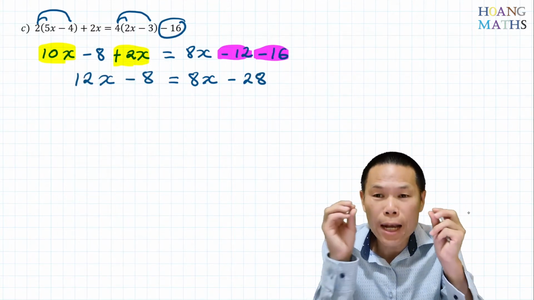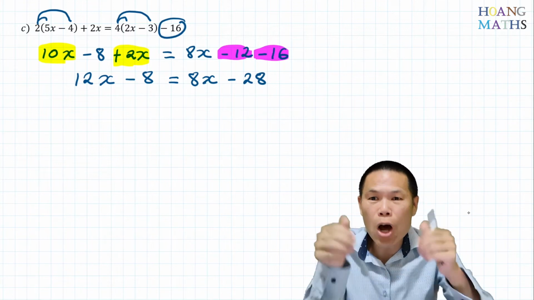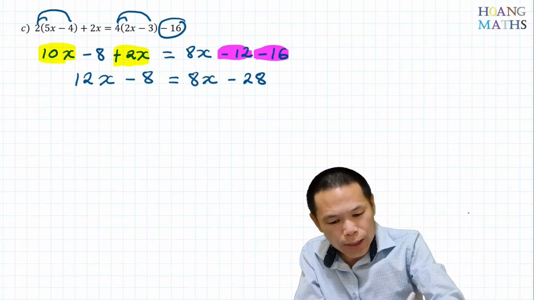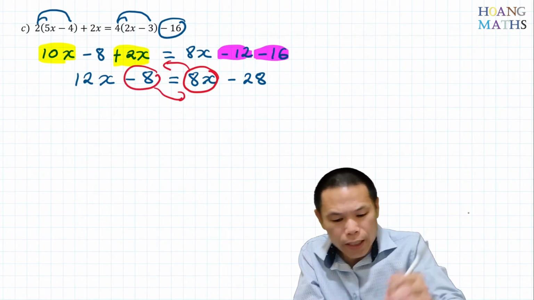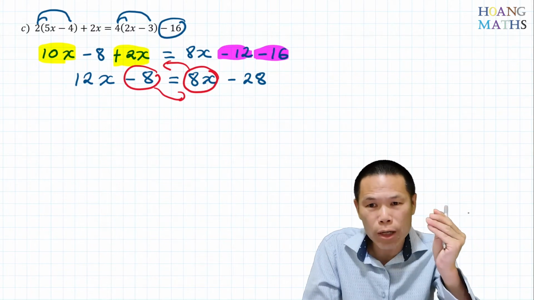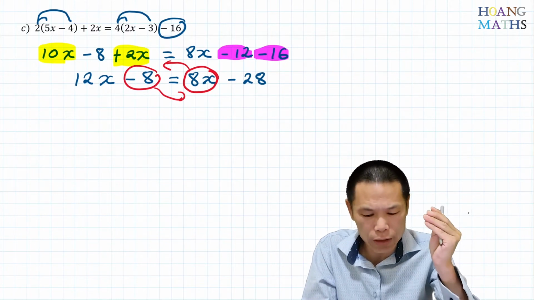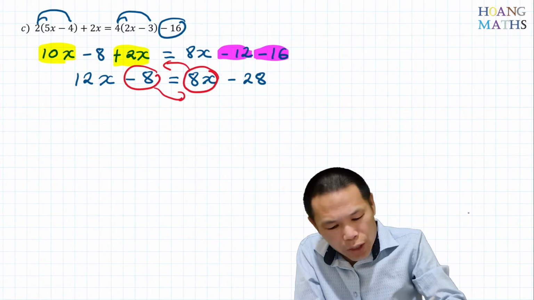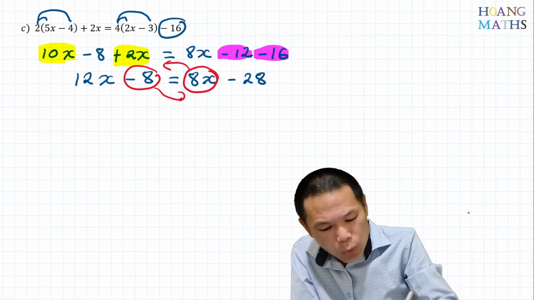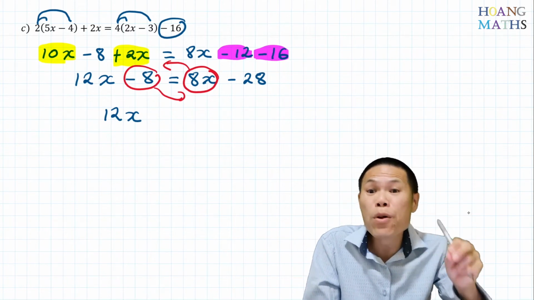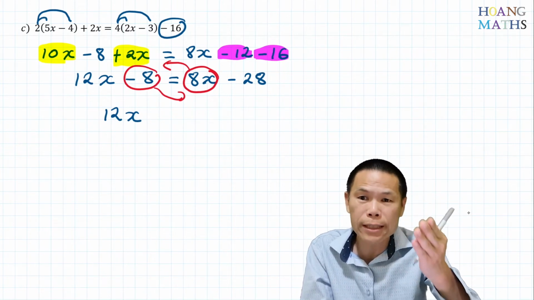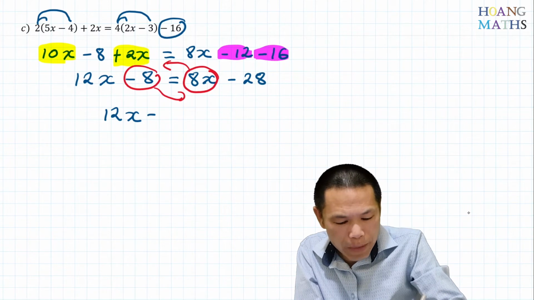Now I'm going to put letter on one side and number on the other side. So to do this, the 8x here, I move on this side. And this minus 8, I move on this side, okay? So just the process, follow the process and you never get it wrong, okay? Just follow what I do here. So you get 12x. So the 8x, which I move on that side, becomes negative or minus 8x. So I write it down, minus 8x equal.